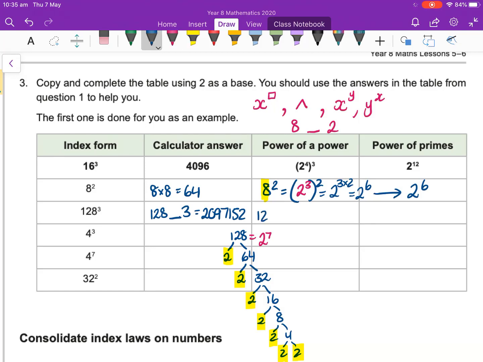So we wanted 128 to the power of 3. We're going to replace the 128 with the 2 to the power of 7. So we have 2 to the power of 7, and that's all cubed. Okay, which is the power of the power. That's what we want in this one. To get the next column, using our power rule, again, our power rule is a to the m, all to the n, is a to the m times n. So this is going to be 2 to the 7 times 3, which is 2 to the 21, and that's our answer in this column there.